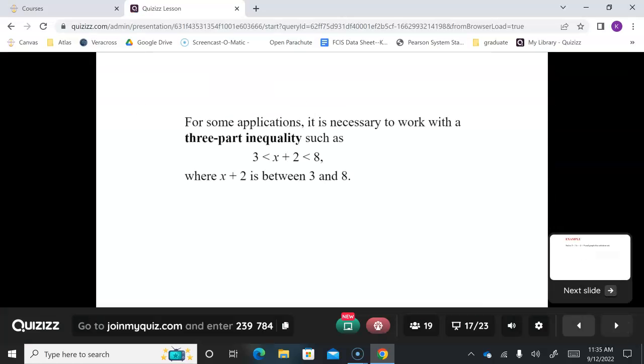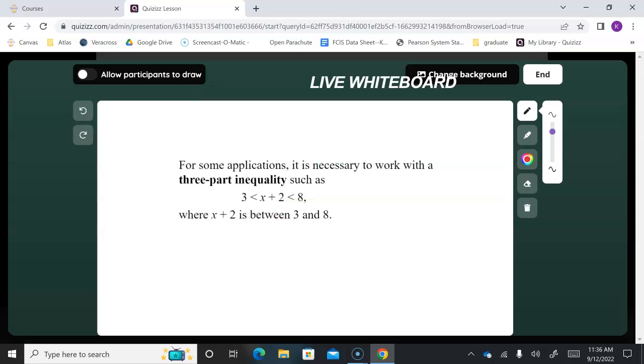Okay. Now, 3-part inequalities. So, 3-part inequalities usually tell me I have something between. Instead of going off into infinity, it's between 2 numbers. We also have inequalities that will go both directions and leave a gap in the middle. It's not going to be that with this one because we have this clear between value.